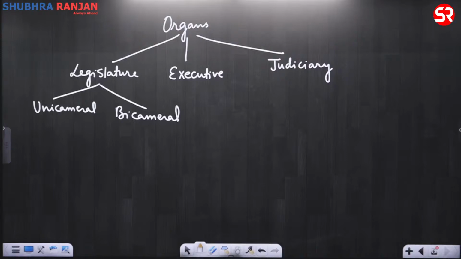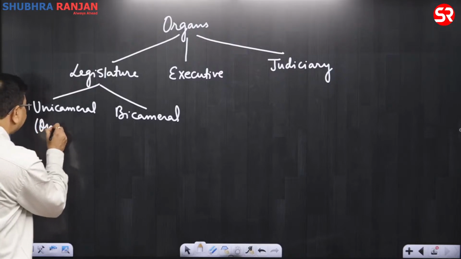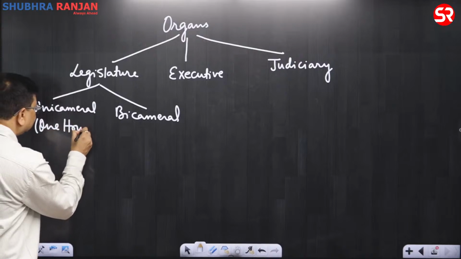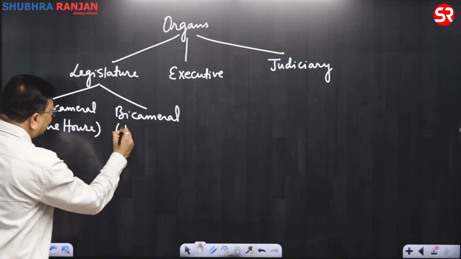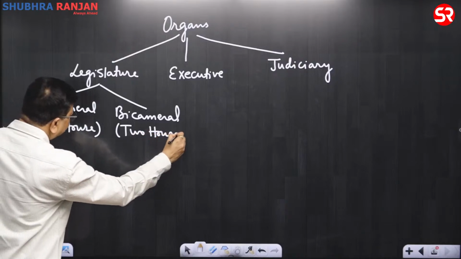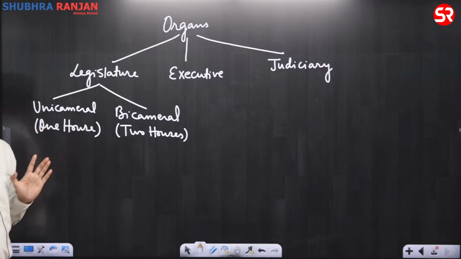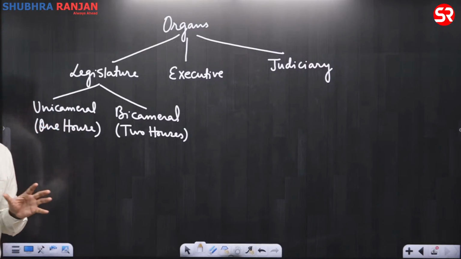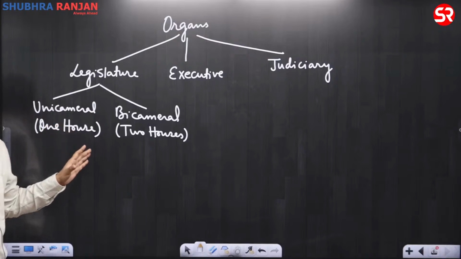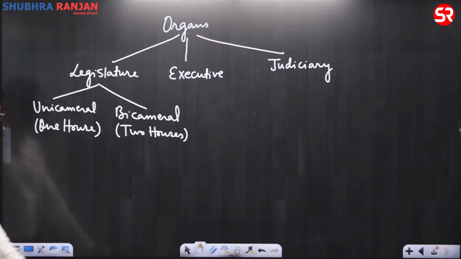So when we say unicameral legislature, some of the countries have got unicameral legislature. Unicameral means one house. Bicameral means two houses. One house and two houses. So some of the countries have got the unicameral legislature. Some of the countries have got bicameral legislature.